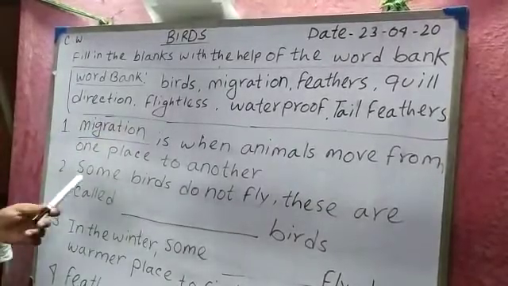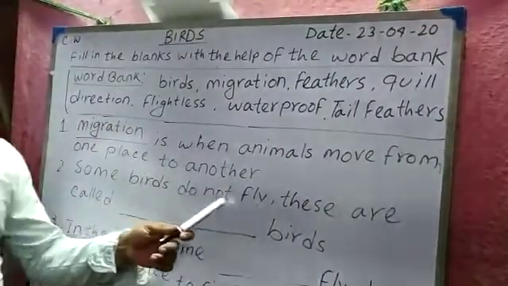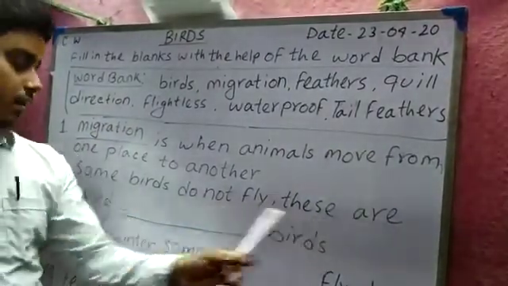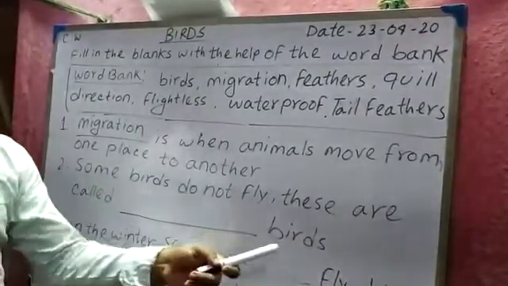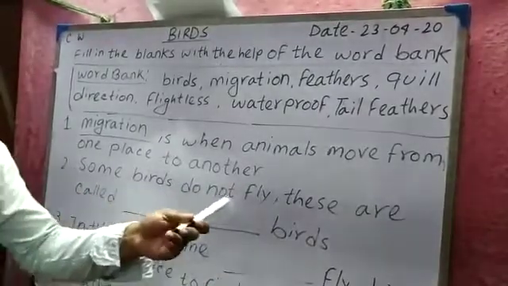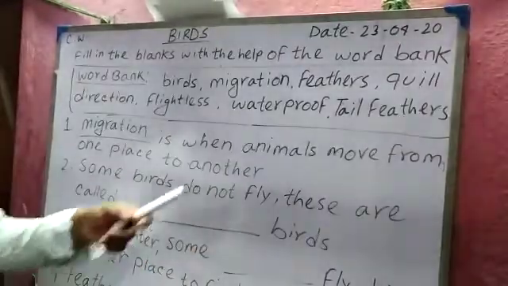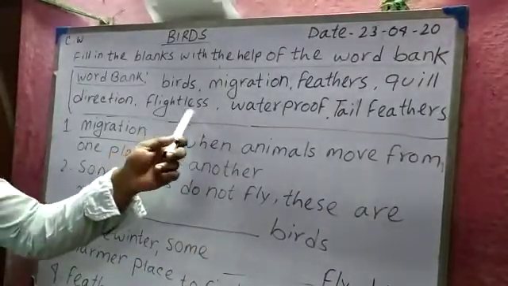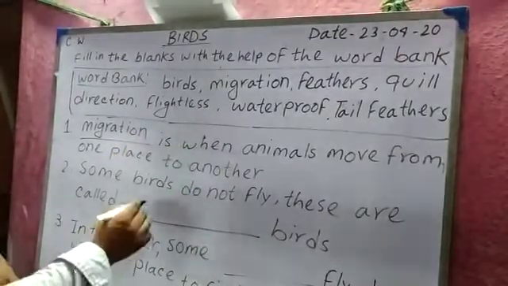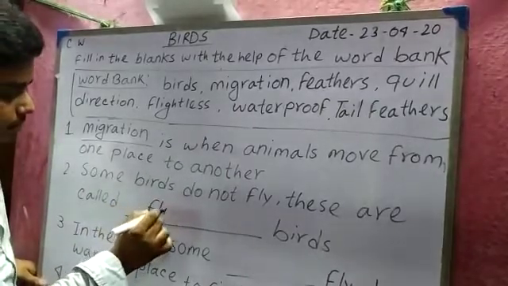And then number 2, some birds do not fly. These are called dash birds. Some birds do not fly. These are called flightless birds. So write here flightless.